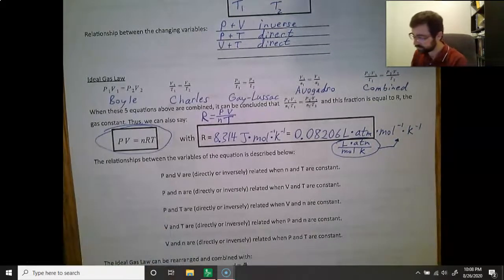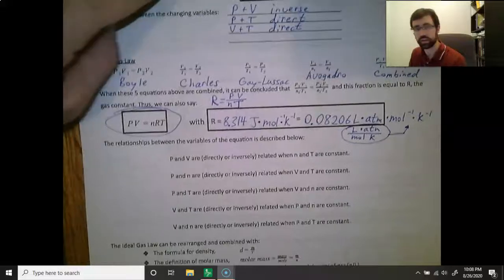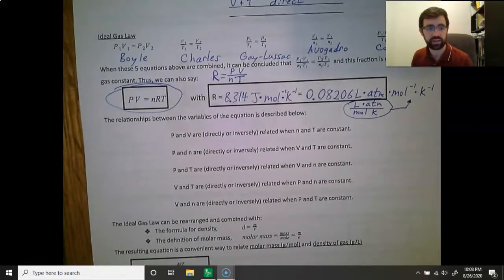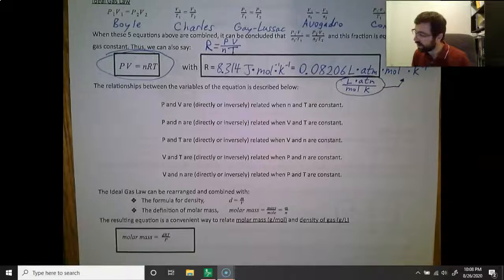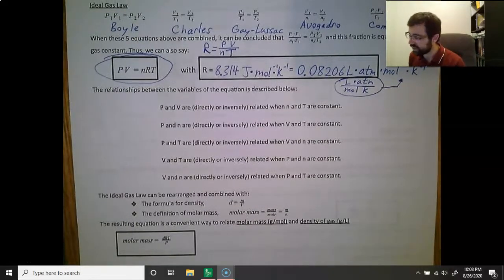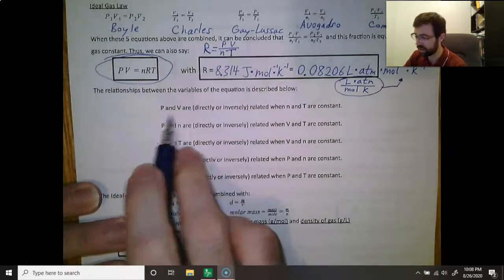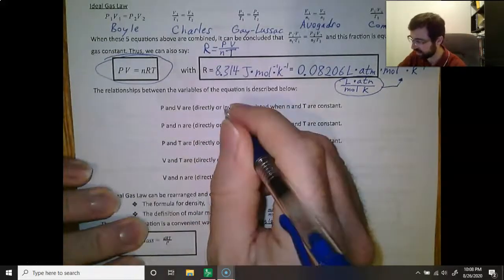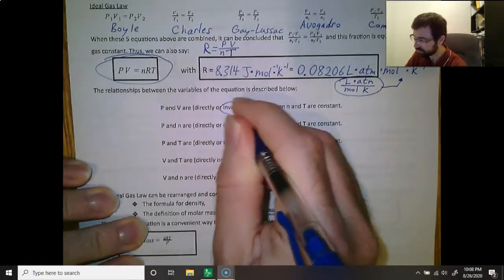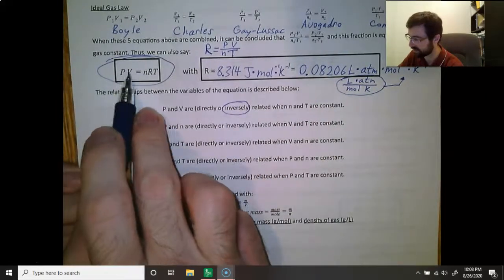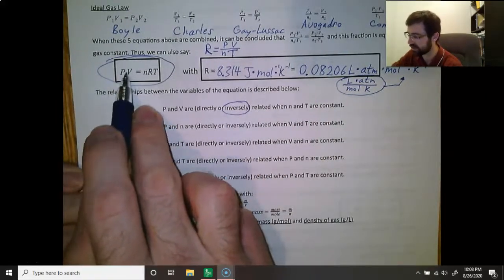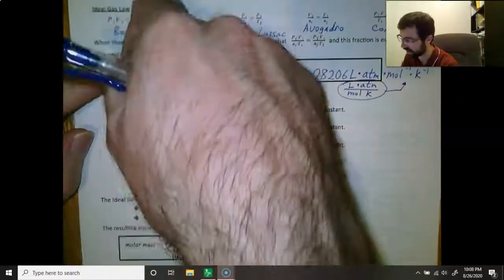All right. But you're going to see those constants on a test. It's the way that it's written. The relationship between the variables in the equation is described down here. We want to run through it. Pressure and volume, how are they related? They're related inversely. They're being multiplied by each other here, so if one goes up, the other one has to go down.